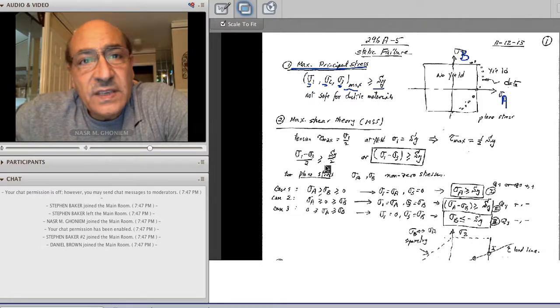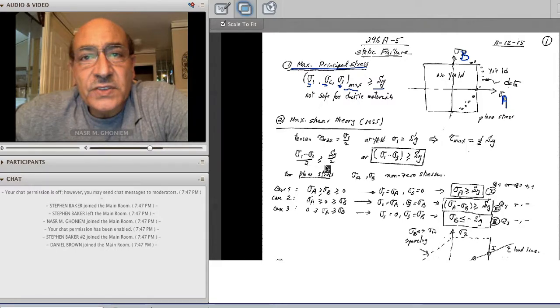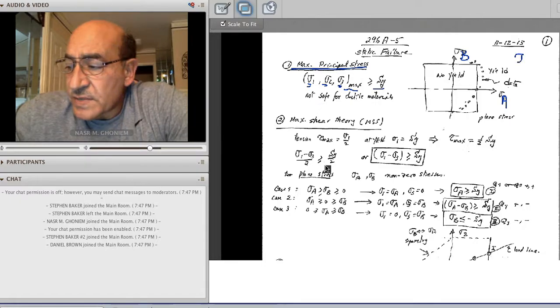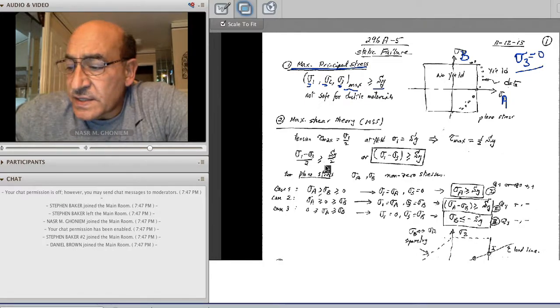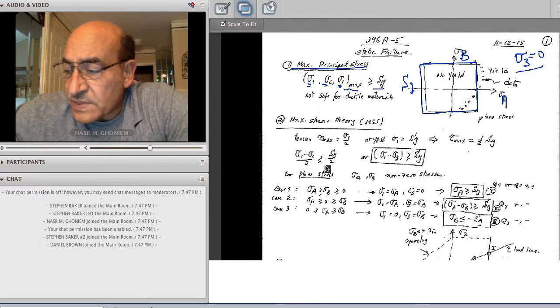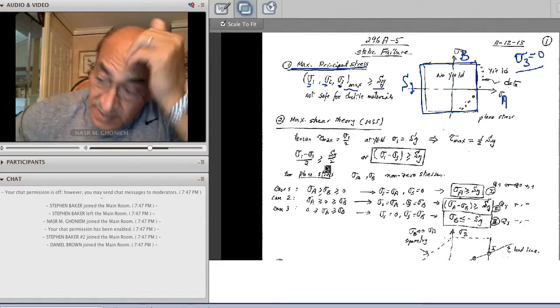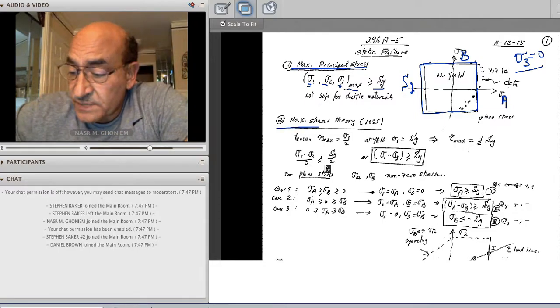So sigma A and B are the non-zero stresses from the principal stresses 1, 2, 3. The third one, sigma 3 let's say, is 0 if we have plane stress conditions. So in this case, the yield surface is a box, exactly a box that is bounded by the yield strength of the material. Now, the next one is the maximum shear theory.